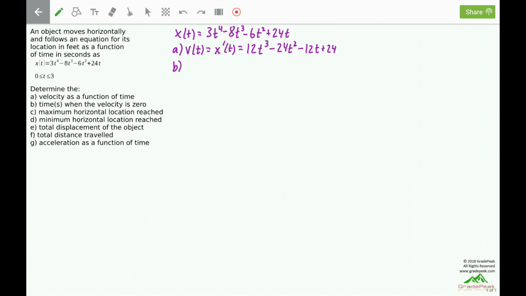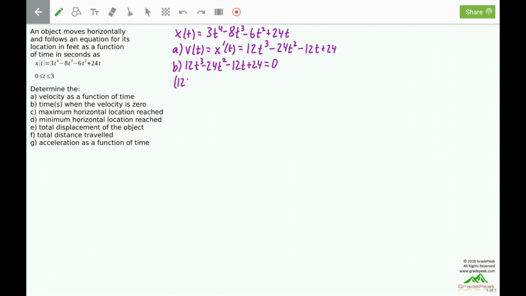For part B, we want to determine the time or times when the velocity is 0. And that's going to be found by taking the velocity function we just determined, setting it equal to 0, and solving for all t's that make that true. What we have here is a 4-term third-order polynomial. Since we have 4 terms, we can attempt to factor this using group factoring.